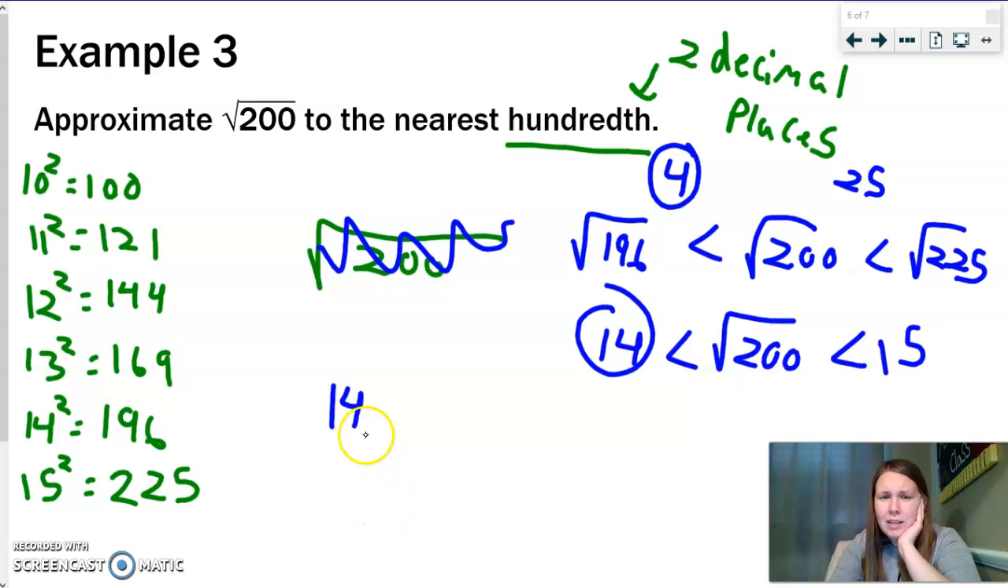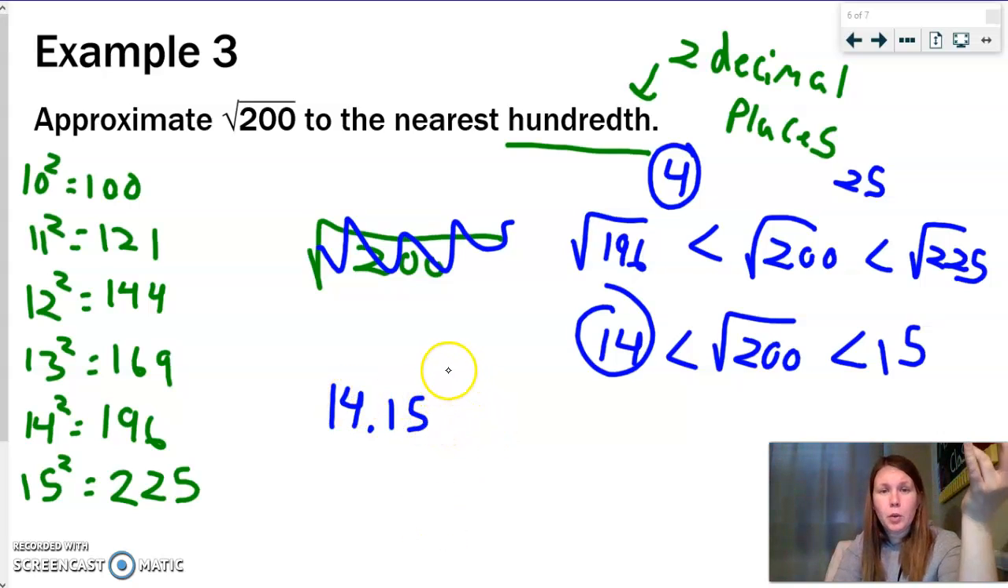So what if I did something like, I don't know, I'm just going to kind of guess. Sometimes I just have to guess. It's closer to 14, and there's only a 4-point difference. So what if I did something like 14.15? Let's check that in a calculator.